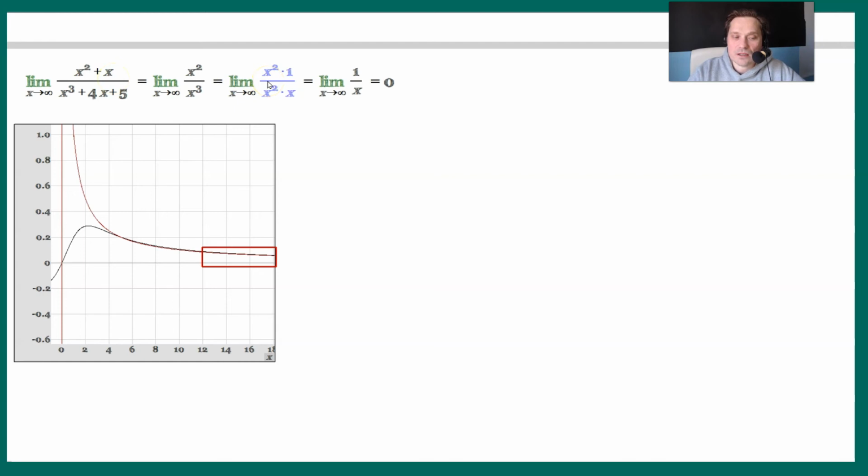Then I just did a bit of algebra to cancel off the x squared, and I got it down to 1 over x, which is one of the most elementary things that you look at first when you're doing limits at infinity. And that is it for this one.